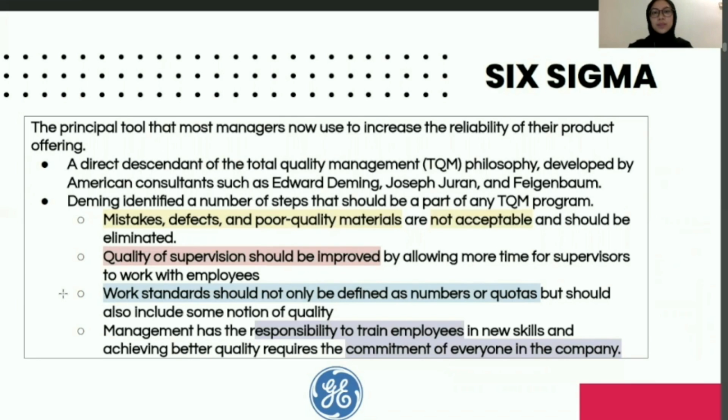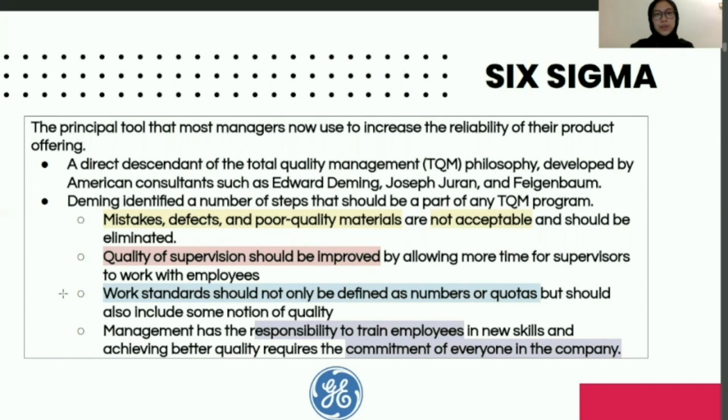Deming identified a number of steps that should be a part of any TQM program. The first one is that he argued that mistakes, defects, and poor quality materials are not acceptable and should be eliminated. The second one is that he recommended that quality of supervision should be improved by allowing more time for supervisors to work with employees. Deming recommended that measurement should create an environment in which employees will not fear or hesitate reporting problems or recommending improvements. And the third one is he believed that work standards should not only be defined as numbers or outputs or quotas, but it should also include some notion of quality.